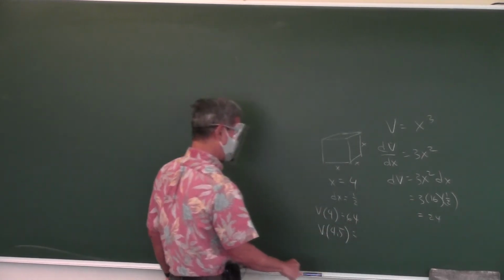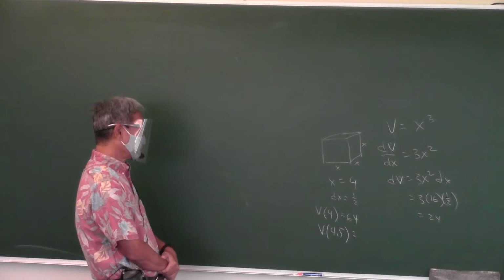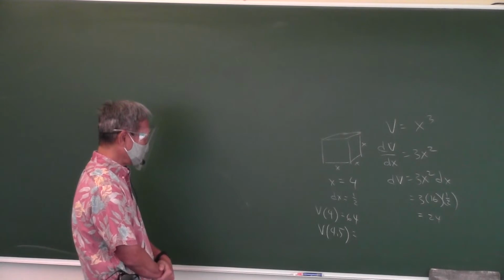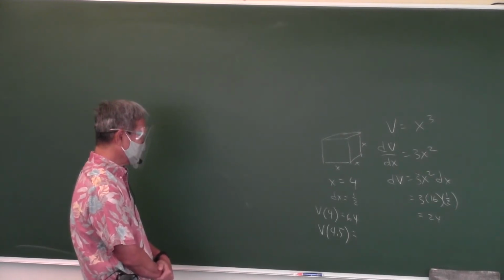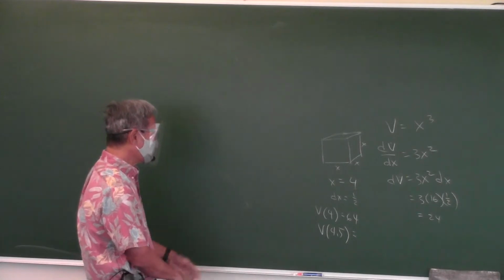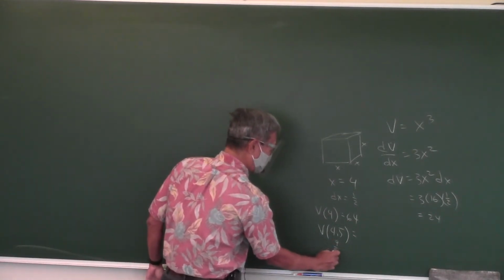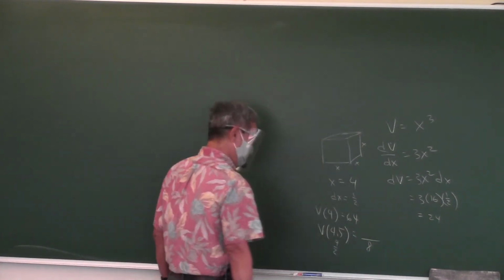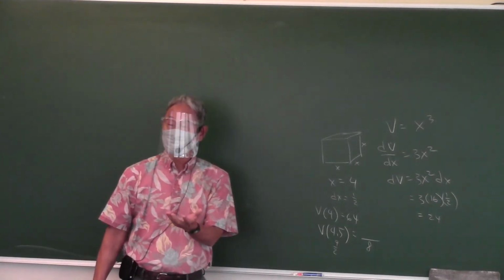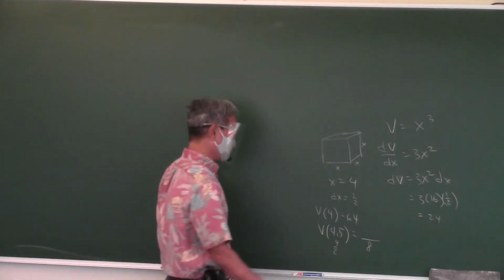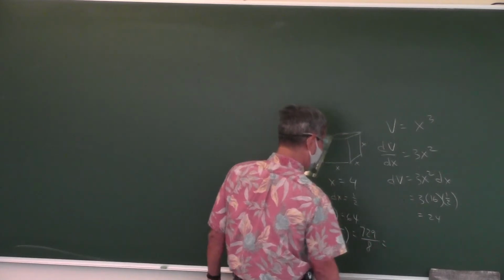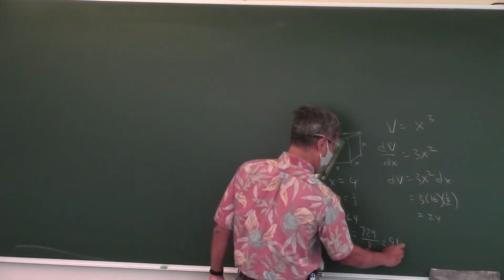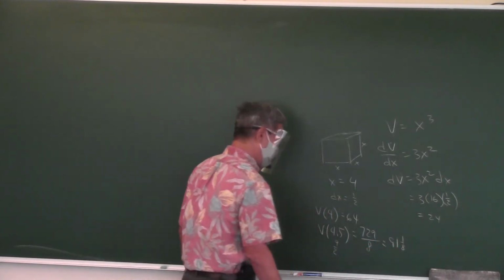Okay, 4.5. And don't just say 4.5 cubed. Change it to a fraction then. 9 halves cubed. I'll do the denominator, 8. 9 cubed, come on, you're supposed to know your cube numbers up to 10. 729. Okay, change that to a mixed number. That's easy, 8 goes into 729, so 91 and 1/8. Correct?